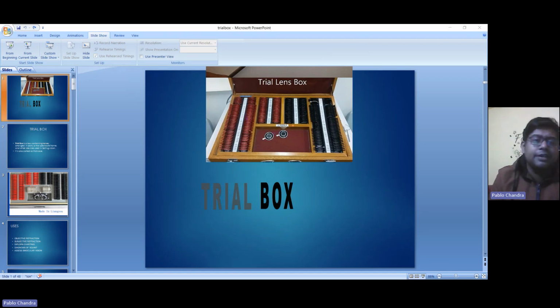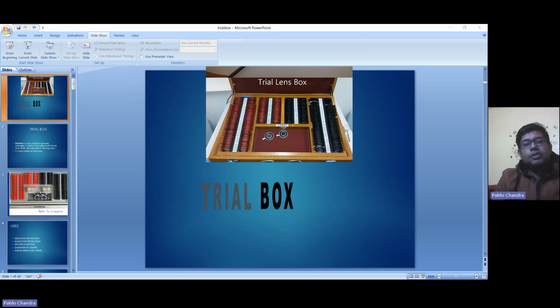Diplopia charting is a different thing, where we can understand whether the patient is having double vision or not. We can also use these prisms, as you have seen a lot in the picture, for the diagnosis of squint and to assess binocular vision. I will not teach you all these tests here, but I will teach you which components of the trial box can be used for them. The trial box consists of a trial frame, trial lenses, prisms, and accessories. So we will come across them.